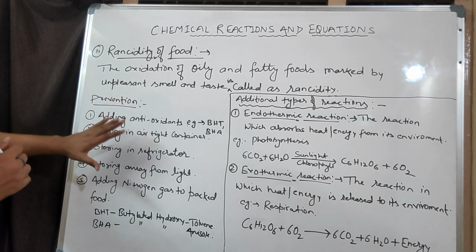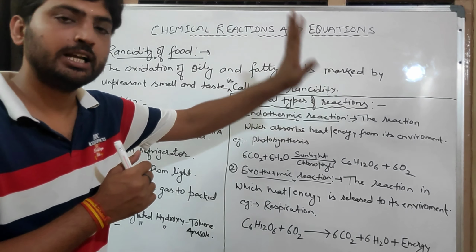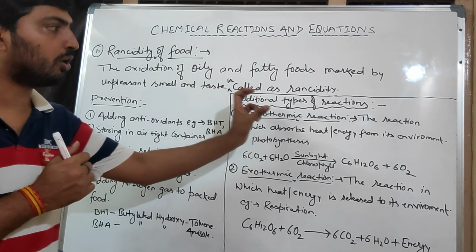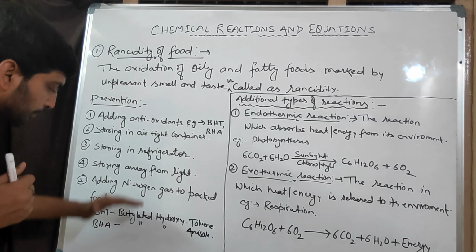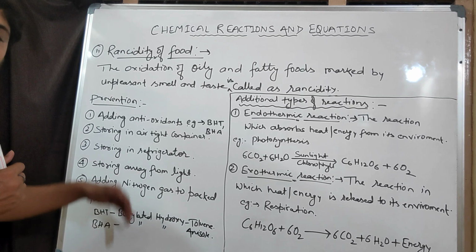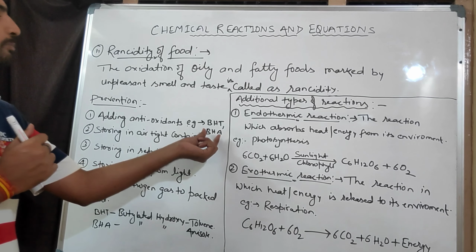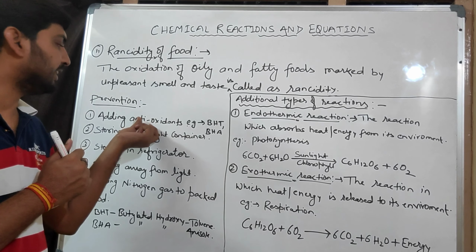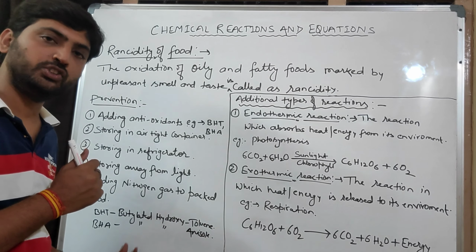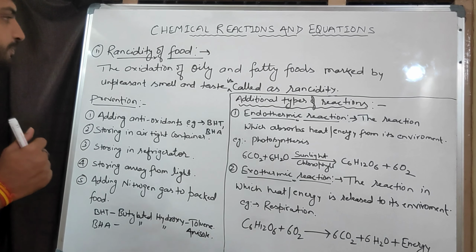So what is rancidity of food? The oxidation of oily and fatty foods, marked by unpleasant smell and taste, is called rancidity. These are the methods to prevent rancidity. These two are very important, BHT and BHA, that is antioxidants: butylated hydroxytoluene and butylated hydroxyanisole. You can copy it or just take a screenshot.